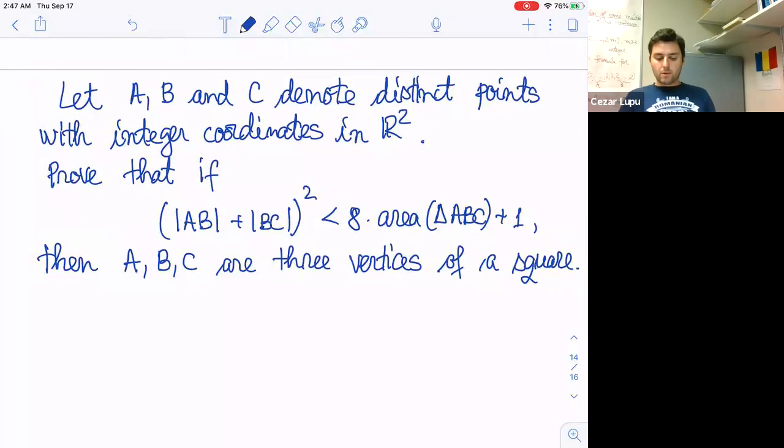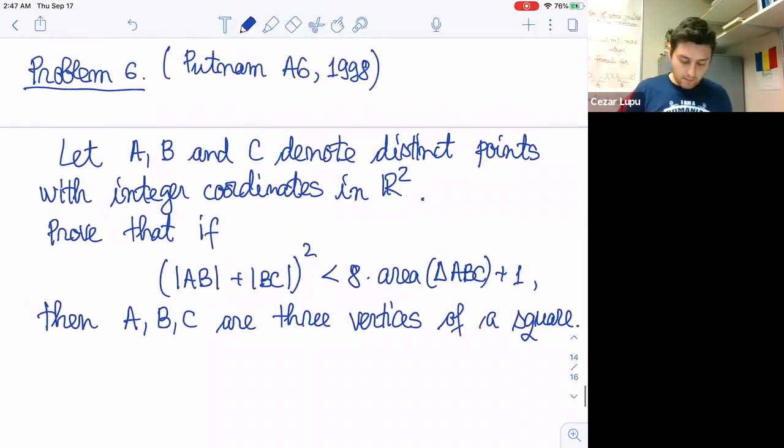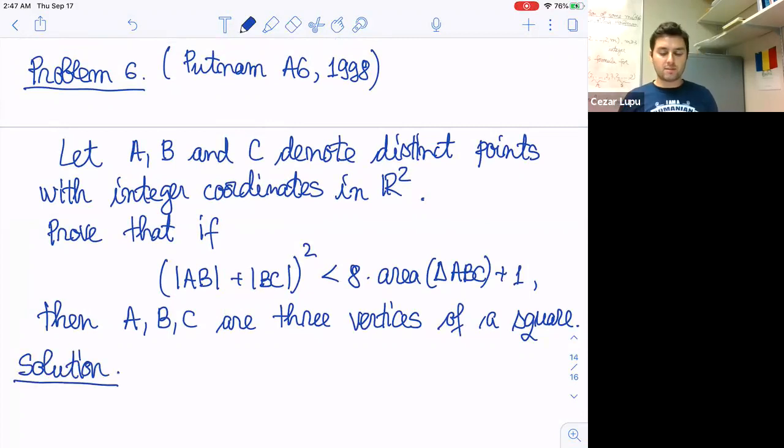Wow. Okay, let's look at the problem. So this is a statement. The statement is a bit tricky, I would say. It's trickier than the problem actually. So what do we have to prove? Let's analyze this.